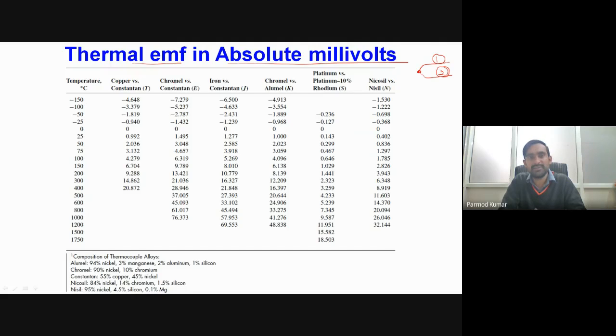Then we are having chromel and constantan, iron and constantan. So these are the different standard materials which are used for commercially available thermocouples. Okay. Now you can see we are having some nomenclature of the thermocouples also. You can see the corresponding nomenclature which is commonly used, that is also given over here.